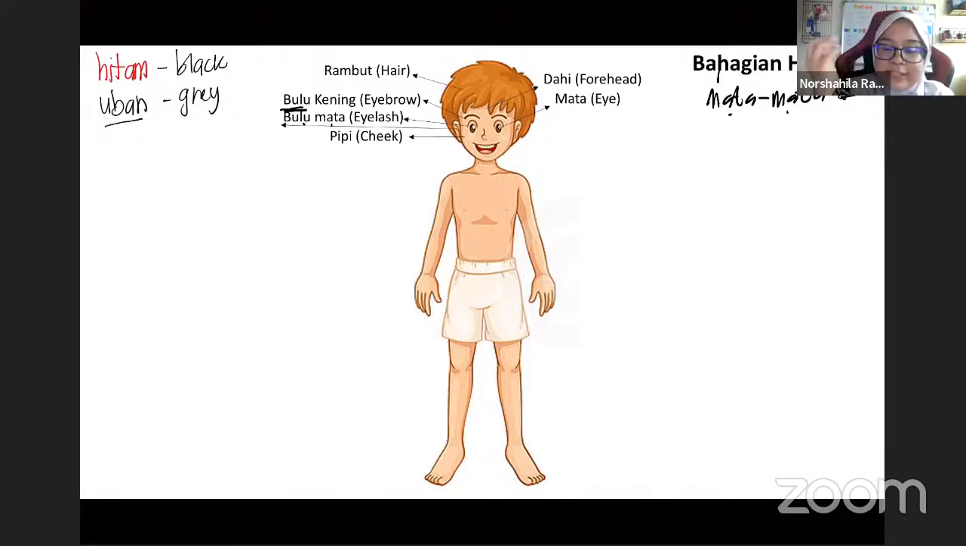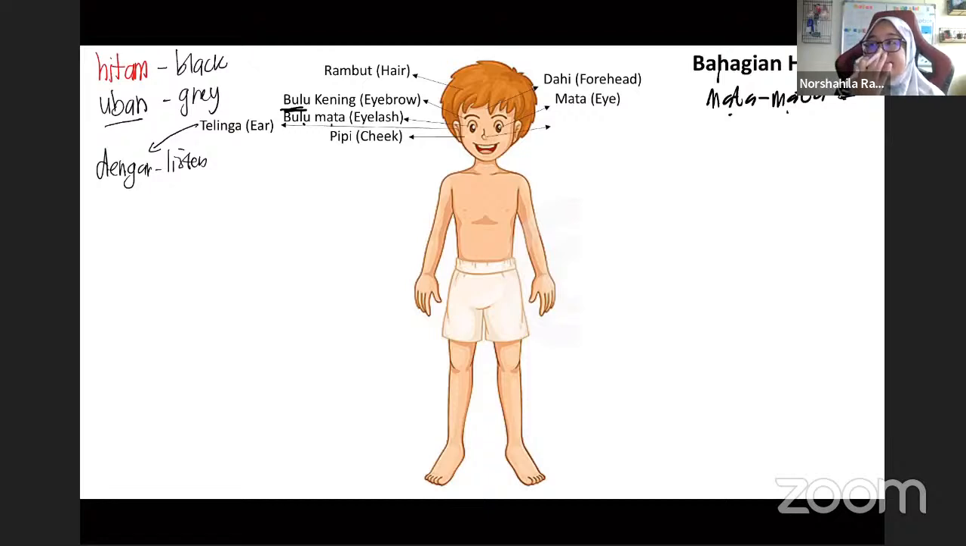The function for this is to listen. This is the function for this body part. We call it telinga. So normally the function for telinga is to dengar. Normally you will hear a good sound or a very noisy sound. So everything is dengar.